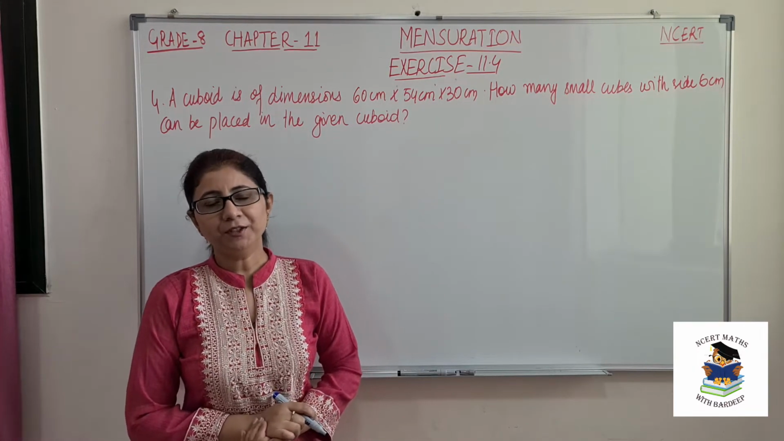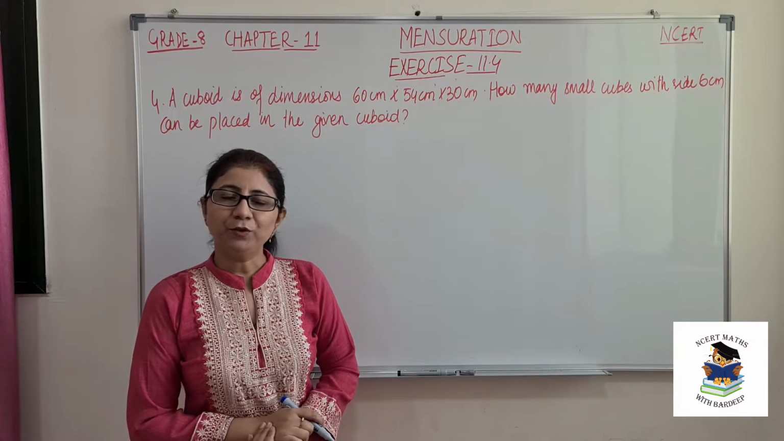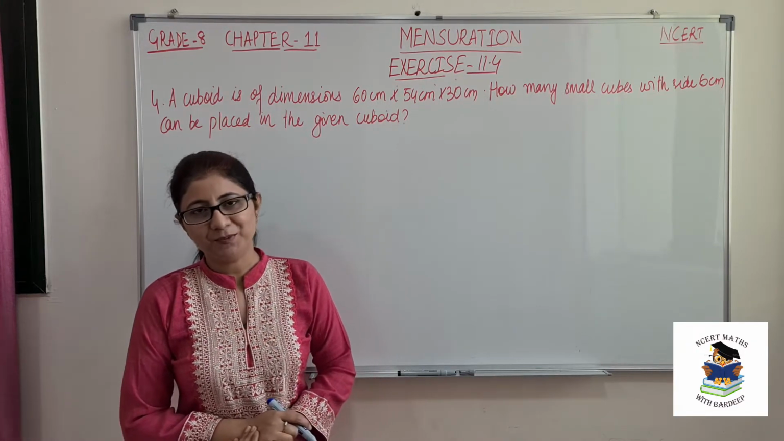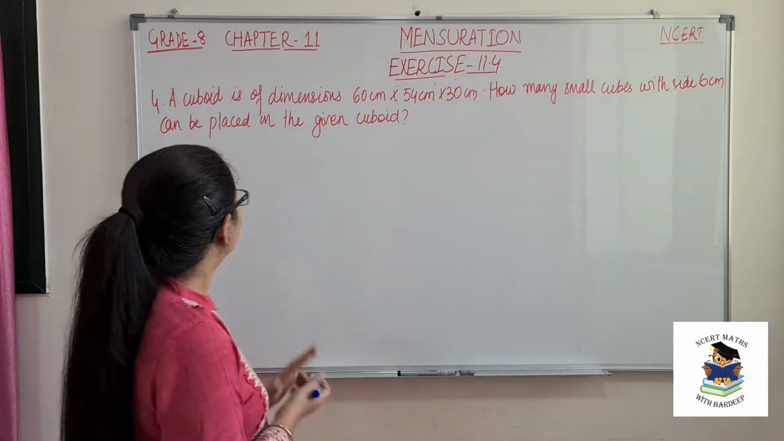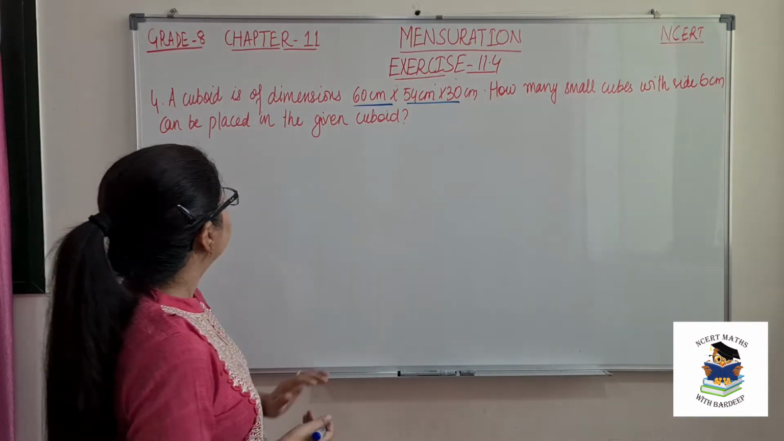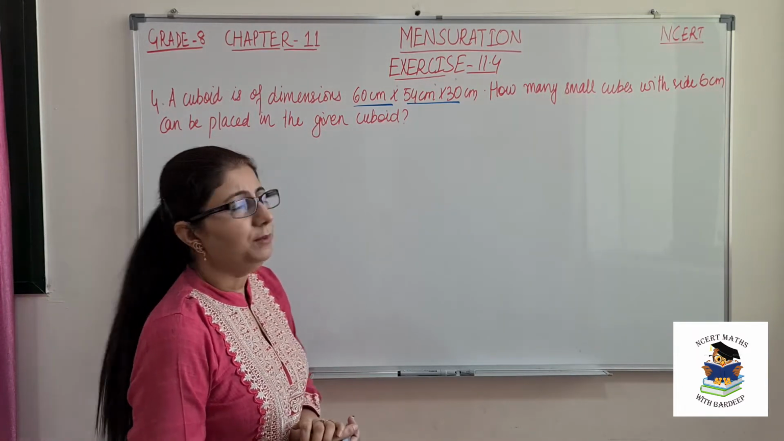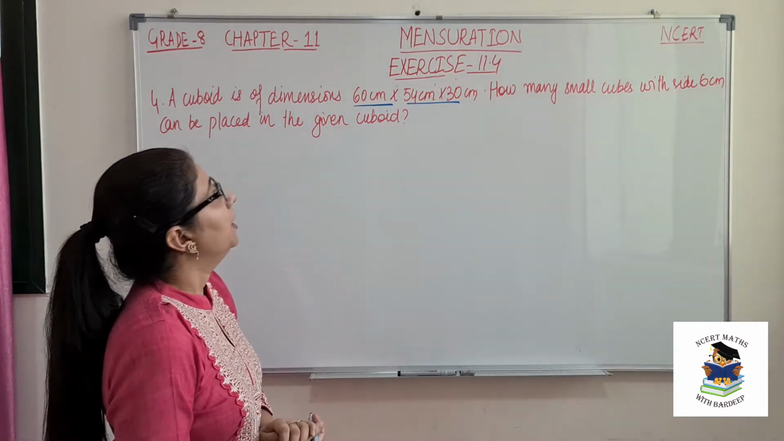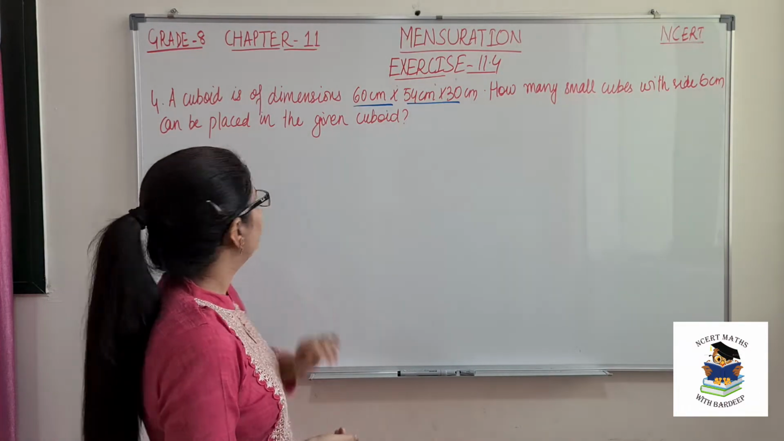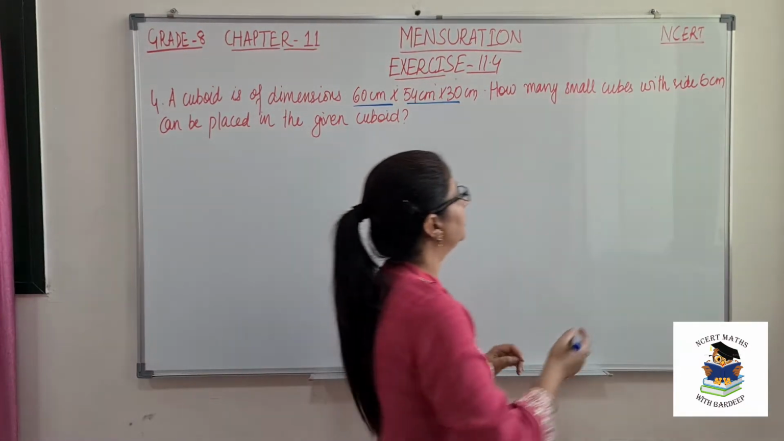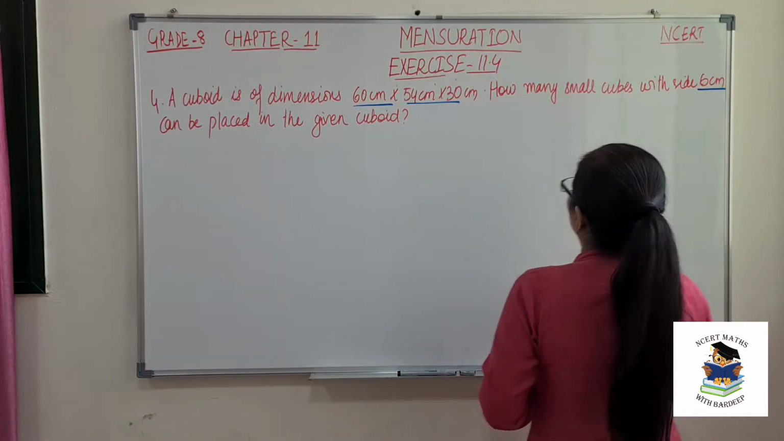Today we are continuing our exercise number 11.4 of chapter 11, that is mensuration. So let's see our fourth question today. A cuboid is of dimension 60 cm by 54 cm by 30 cm. How many small cubes with side 6 cm can be placed in this cuboid?